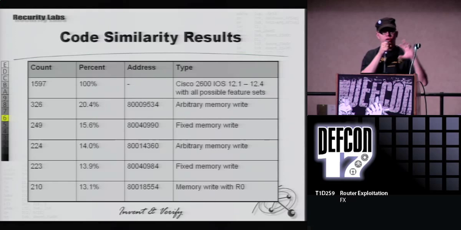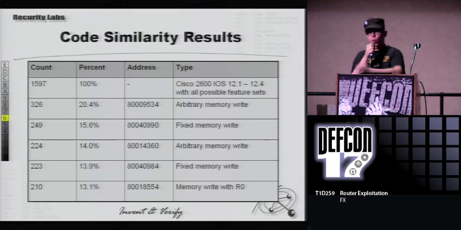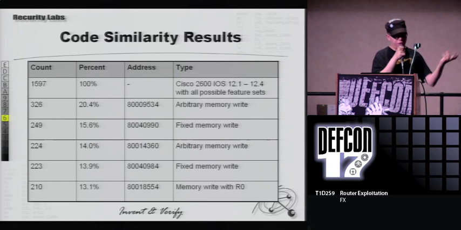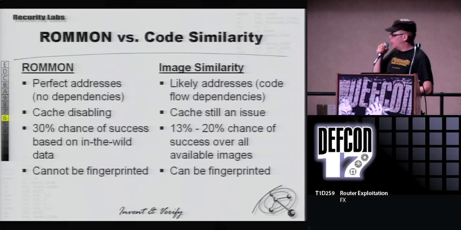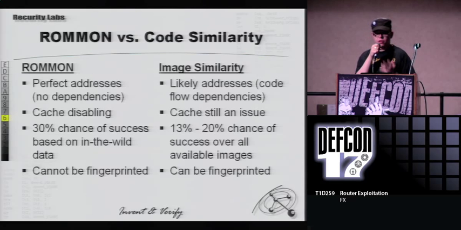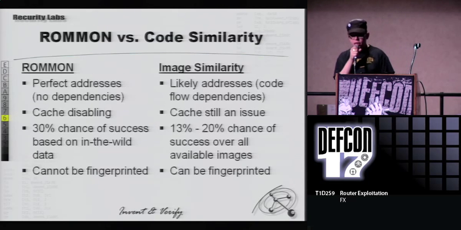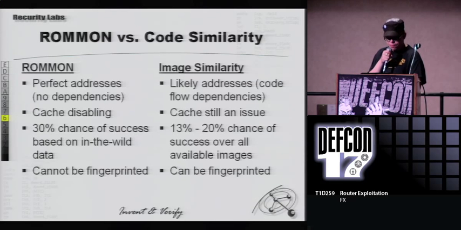So I'm actually working on grouping those images together, so I find which of the 20% have what in common altogether, so you can actually know what you need to fingerprint to then know what return address to use. So when you compare the two, ROMMON is actually still better. You get better chances, but you can't fingerprint it. On the other hand, for the method with the iOS images, I still have the cache issue open. Like, there is no cache disabling code in iOS that I can easily find. So I don't know. As I said, work in progress.